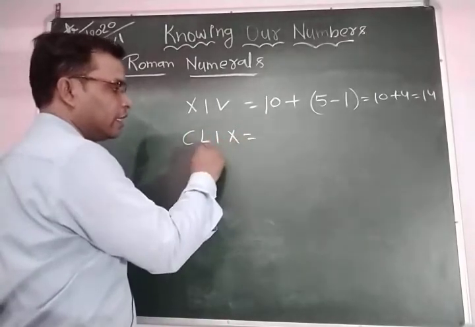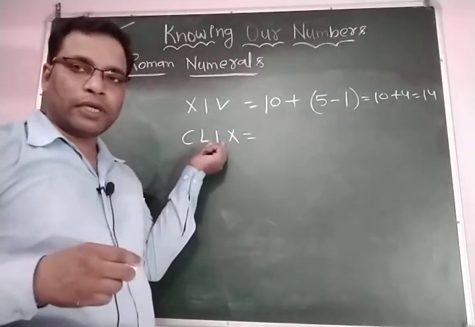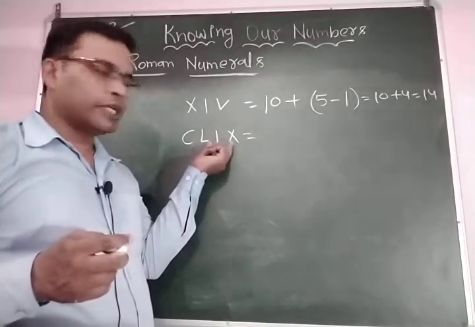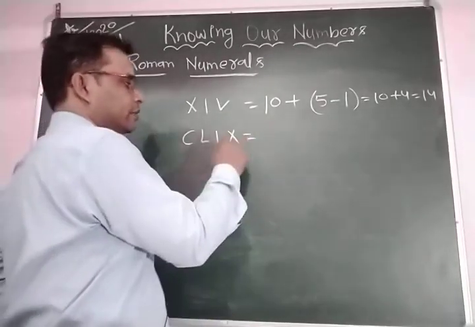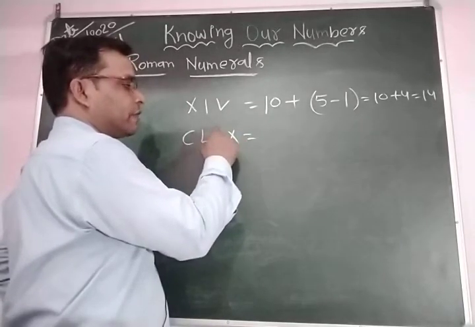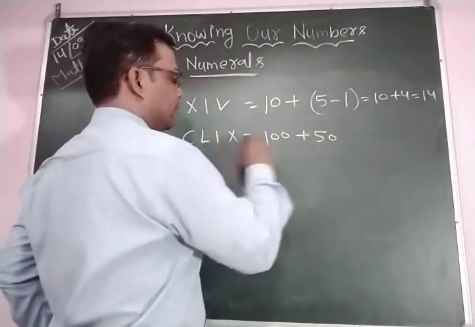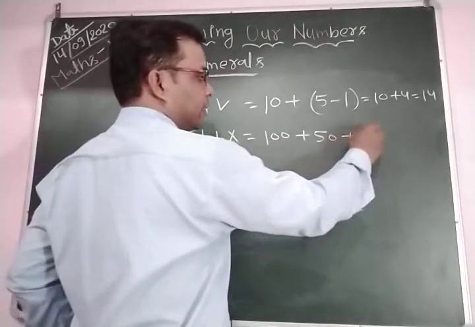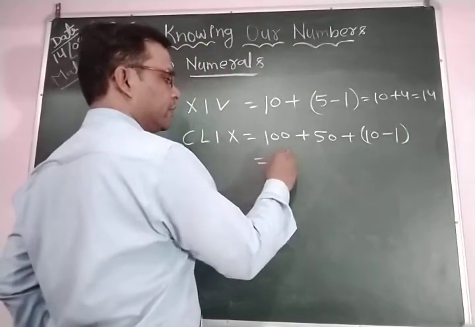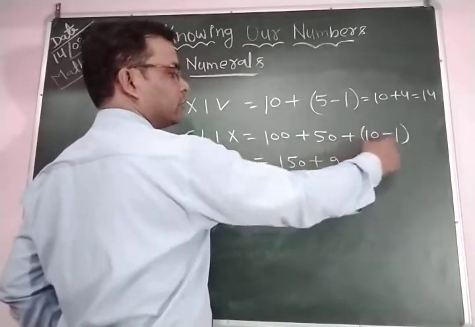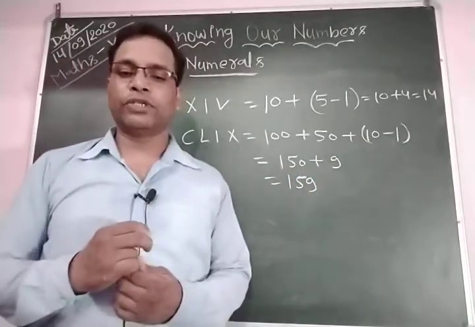C L I X. Okay, so here you can see between L and X, there is I. The symbol of smaller value comes between the symbols of two greater values, so this value is subtracted from the greater value on its right side, you can see. X is on the right side of I. Okay, so C is 100, L is 50, and the value of I is subtracted from this X, so plus X is 10 minus 1. So you can write here 100 plus 50, this is 150, and plus 9, since 10 minus 1 is 9, this is equal to 159. Okay, so I hope all of you understood these questions.